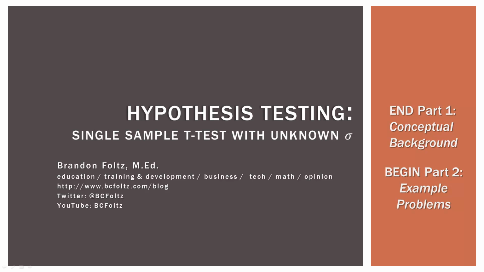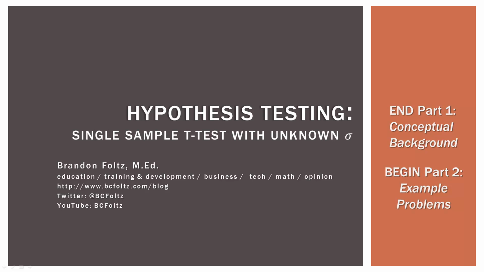So remember, in part 1 of this video, we talked about the conceptual background of the single sample t-test. And we did that through the lens of the single sample z-test, which we learned about in previous videos. So remember, the main difference is that in the z-test, we know sigma, or sigma is given to us. And of course, that's the population standard deviation. In the t-test, we are not given sigma, or we do not know it. Therefore, we estimate it using the sample standard deviation. So that's the primary difference between the two.